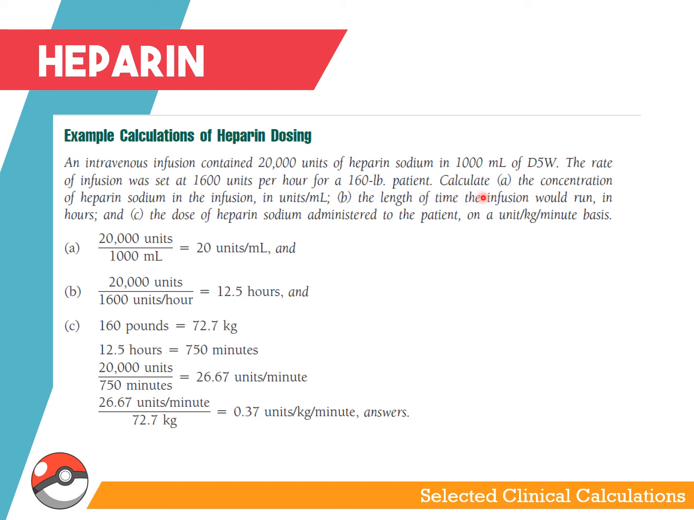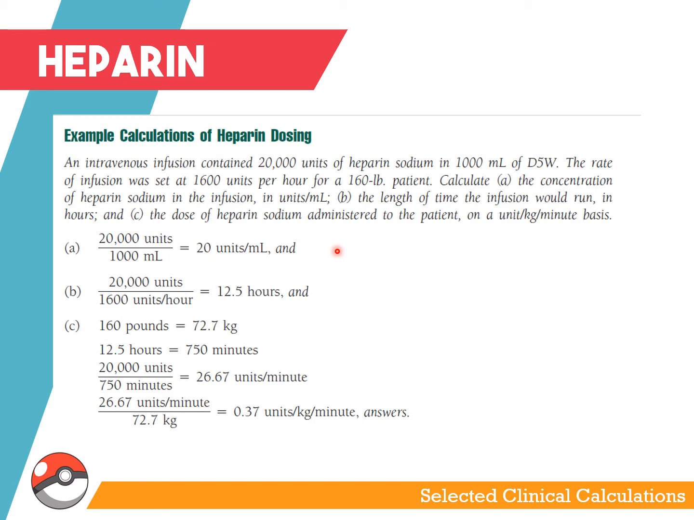Calculate A, the concentration of heparin sodium in the infusion in units per ml, B, the length of time the infusion would run in hours, and C, the dose of heparin sodium administered to the patient on a unit per kilogram per minute basis. Okay, so I know that this is a lot to handle, given that there are 3 questions in one question. So the approach is, first, do not be scared or do not panic.